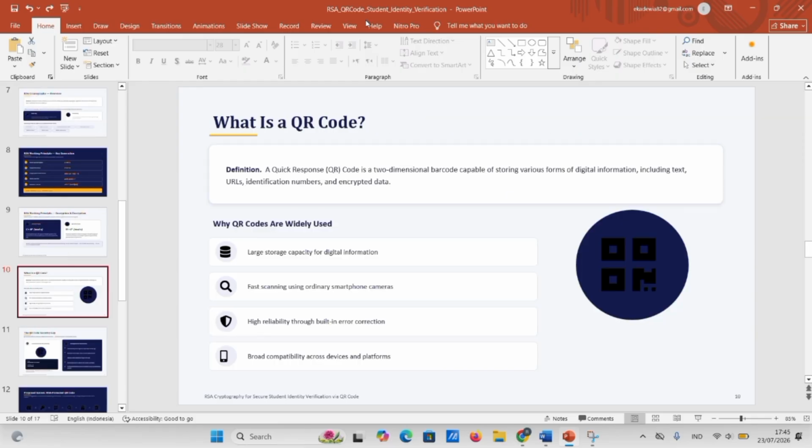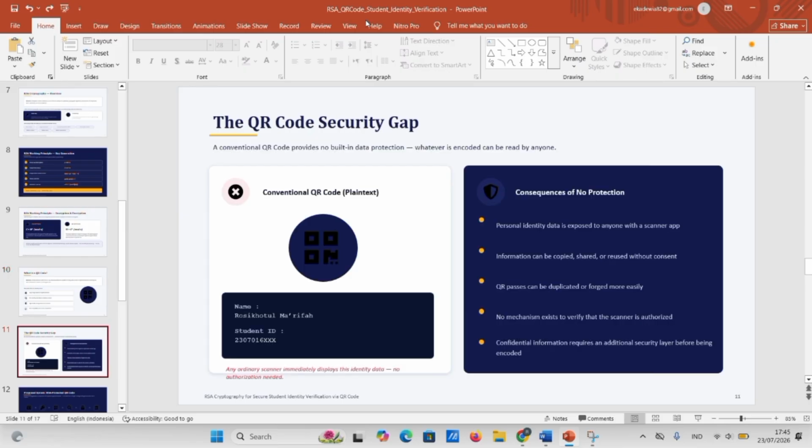What is a QR code? Definition: a Quick Response, or QR code, is a two-dimensional barcode capable of storing various forms of digital information, including text, URLs, identification numbers, and encrypted data. Why are QR codes widely used? Large storage capacity for digital information, fast scanning using ordinary smartphone cameras, high reliability through built-in error correction, broad compatibility across devices and platforms.